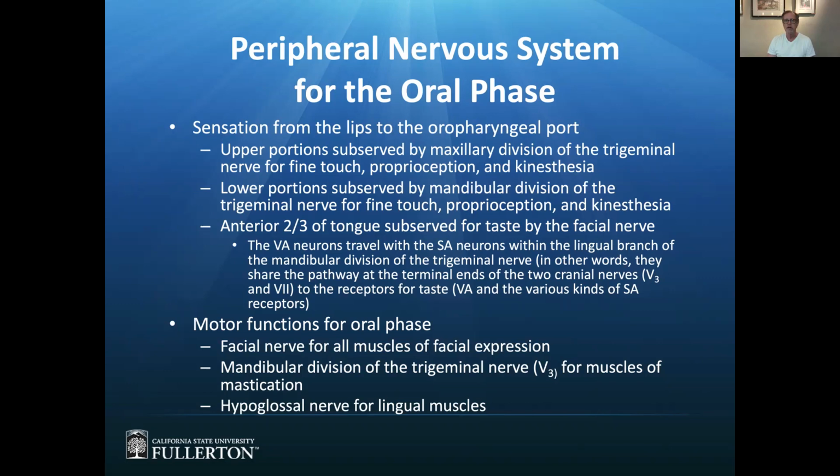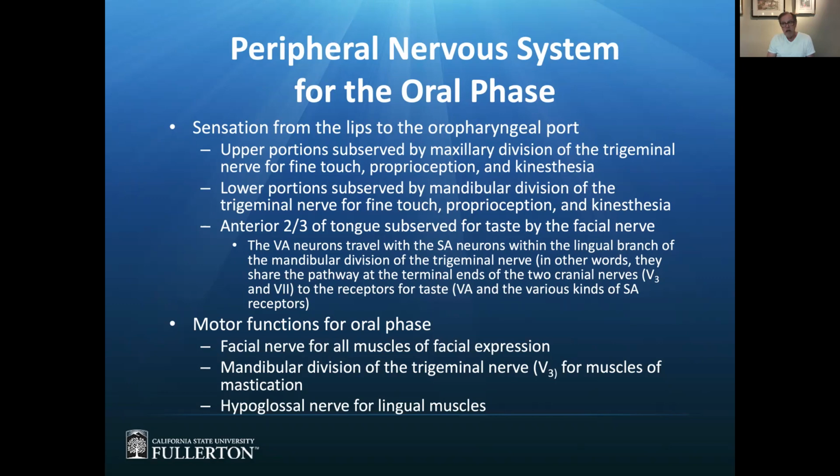Then the lower portions of the oral cavity are subserved by the mandibular division, again, for those three modalities, fine touch, proprioception, and kinesthesia. So what portions are we talking about? Lower lip, lower buccal cavity, under the tongue, surface of the tongue, back to that boundary between the anterior 2/3 of the tongue and the posterior 1/3 of the tongue. Once you get through that oral pharyngeal port, you're into the posterior 1/3 of the tongue, and then sensation and all afferent functions are going to be dominated by the glossopharyngeal nerve. So this is just the floor of the mouth that's subserved for fine touch, proprioception, pain, and temperature by the mandibular division of the trigeminal nerve.